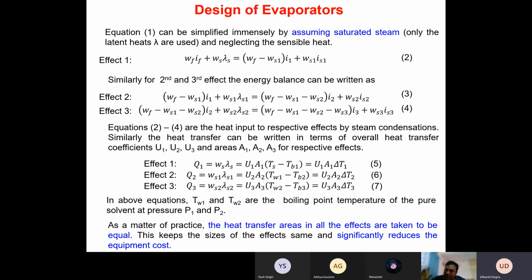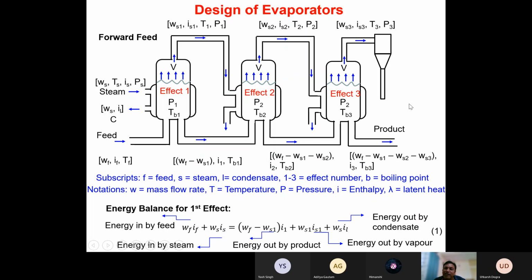Hello? Yes, sir. Another interesting thing is, if I am having a same size unit, means what? They will have the same coil here, isn't it? Heat transfer coil, correct? So that means what? Their heat transfer area is the same. Do you agree? Yes, sir. So the heat transfer area of all three units is going to be the same.